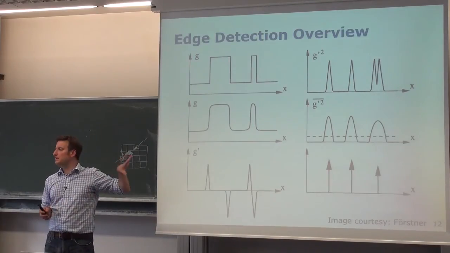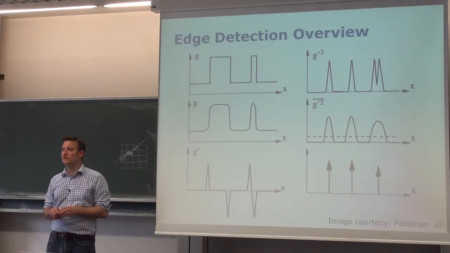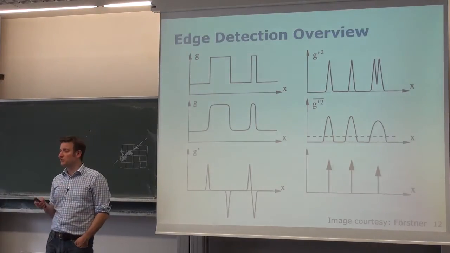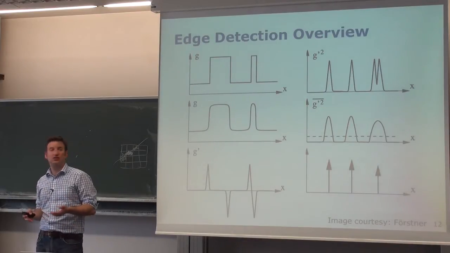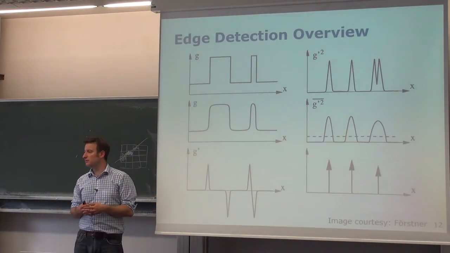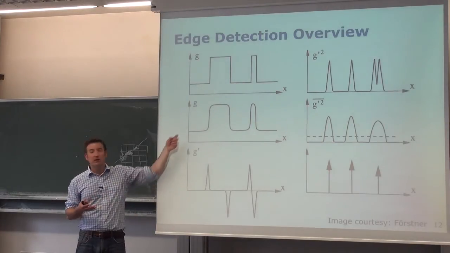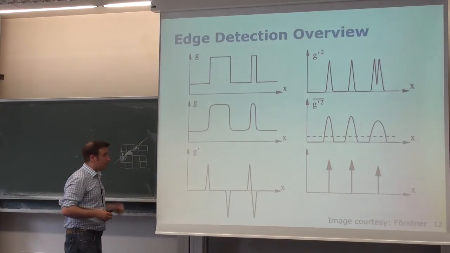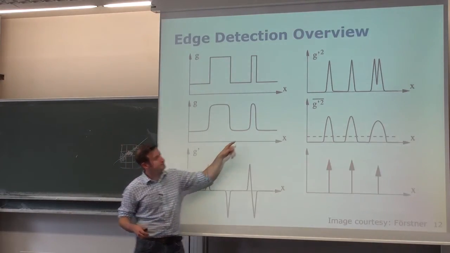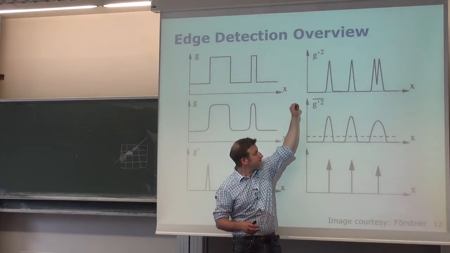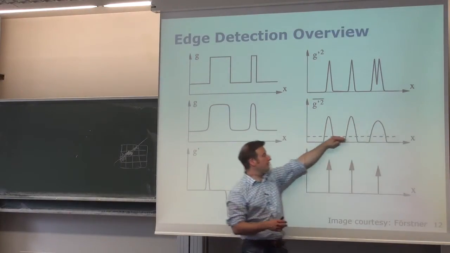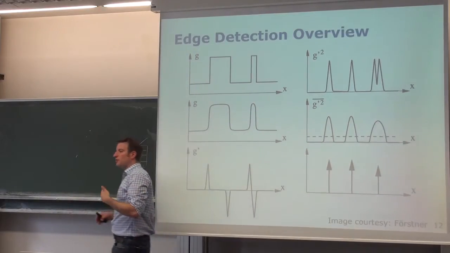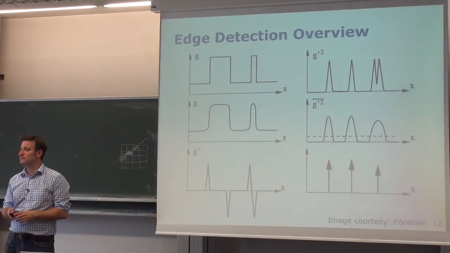So is the overall idea clear, what our plan is for realizing edge detection? This is the original step function of the intensity values. What we have in our image is just a smoothed version of that in a realistic image. We compute the first derivative, square that, smooth it again, do a thresholding, and then estimate where the maxima of these functions are. And this should give us our edges in the image.